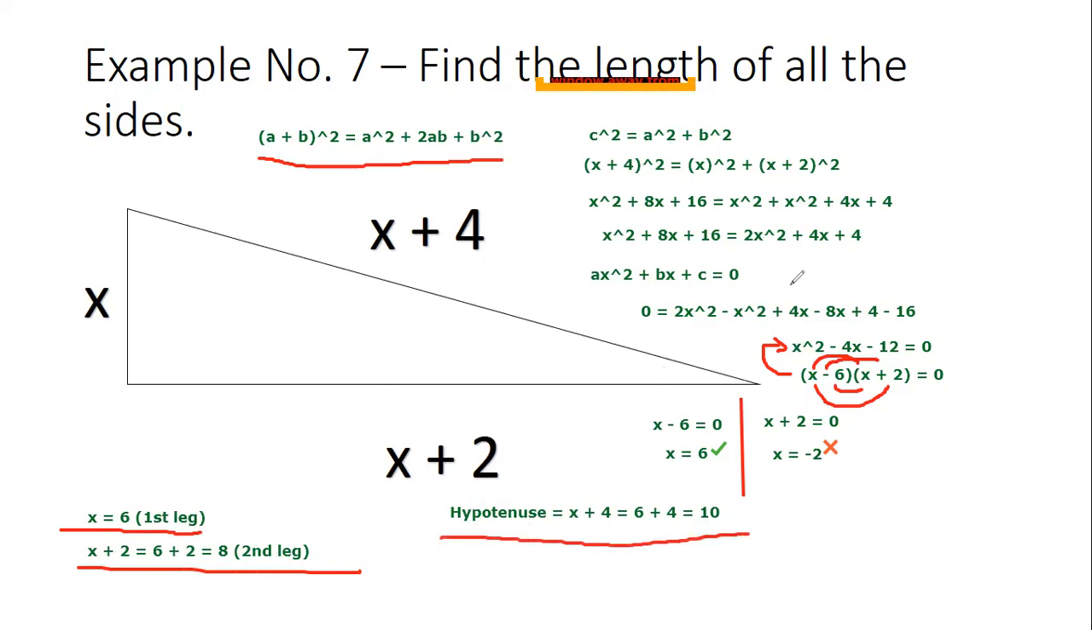Okay. So do you have any questions with our examples for today? Okay, so let's proceed with our check our understanding.